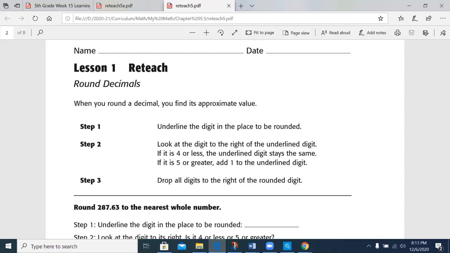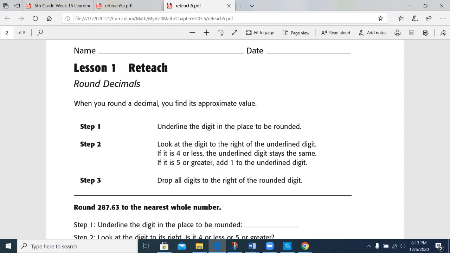All right, today's topic is rounding decimals. When you round a decimal, you find its approximate value. A key word that you see in many story problems is "about" when you need to round or estimate. There are three key steps. First one, underline the digit in the place to be rounded. So if we're rounding 274 to the nearest 10, I would underline the 7.